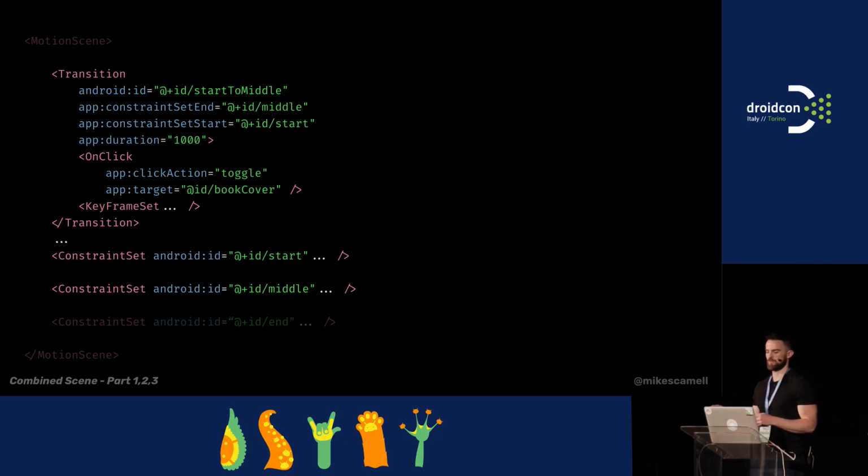We need 1 transition when we swipe down to show the synopsis card. This transition is going from the start constraint set to the middle constraint set. The other transition is where we click the synopsis card and go to the book detail screen. This transition is going from the middle constraint set to the end constraint set. So let's take a look at these combined scenes.